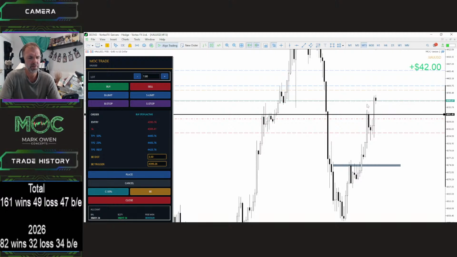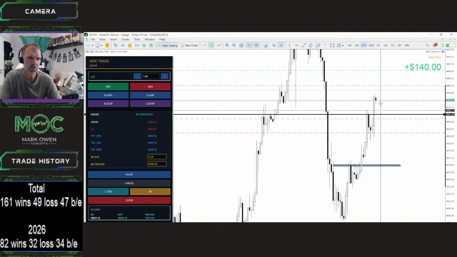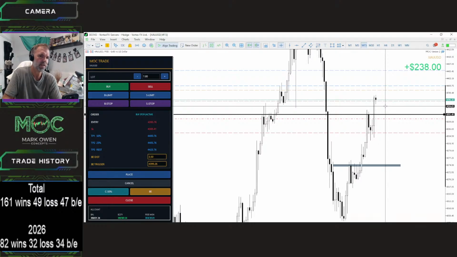So waiting for it to break those highs. Highs of 4398 basically. Can't see. So if we get above 4398, we're just going to push our stop up underneath the current M15 low. Yeah, we're in a buy.